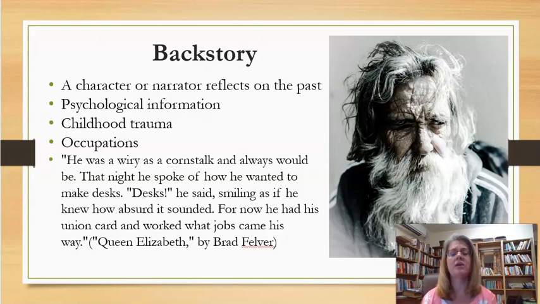Backstory is also a very, very effective way to talk about occupations. You know, we could look at this character here, this picture, as fitting in with a story called Queen Elizabeth by Brad Felver. "He was as wiry as a cornstalk, and always would be. That night he spoke of how he wanted to make desks. Desks, he said, smiling as if he knew how absurd it sounded, for now he had his union card and worked what jobs came his way." Well, you get the sense from that very last sentence what kind of jobs he was used to having, what kind of jobs he would have. And that's a very effective way, in a very few sentence sequence here, how the writer was able to put a whole bunch of stuff in there.